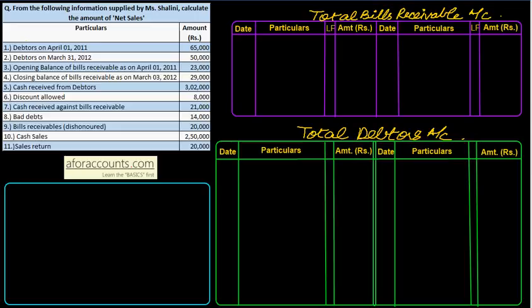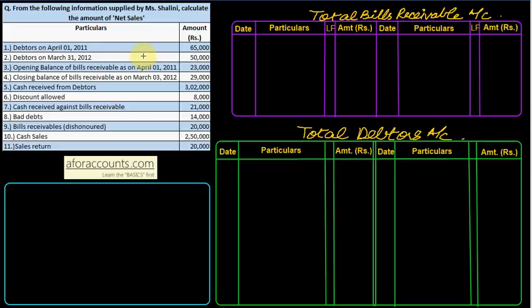Let's start. From the following information supplied by Ms. Shalini, calculate the amount of net sales. Here only net sales is asked, not the full trading P&L and balance sheet. Later on such questions also will come. So let's start. Whatever information is given, from that try to make accounts and slowly the hidden information will come out.